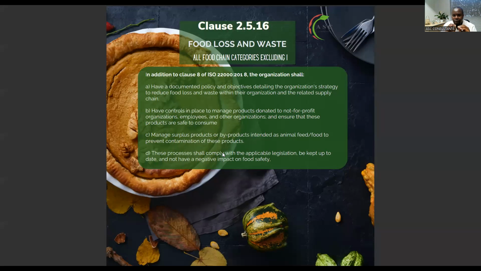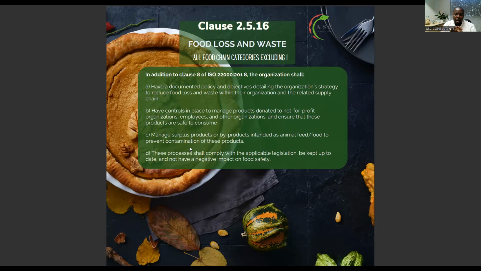Importantly, though, you must be able to show that you have done a traceability study to prove that, okay, I donated so much to so many workers, and this is the evidence. So if you donated 50 tons, then of course record the batch of that product so that when you do your mass balance, it could then balance. You must have a system of managing surplus products or byproducts intended as animal feed or food to prevent contamination of these products. So you could specify that there is a dedicated storage area for such products. So that's what the requirement requires from you.